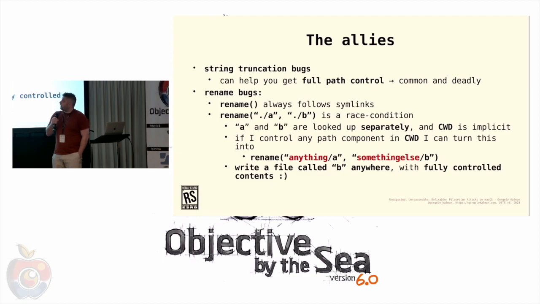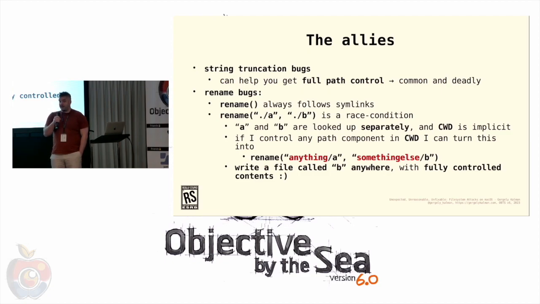Also, there are rename bugs. So rename, by design, always follows symlinks. There's no way to prevent it. POSIX doesn't really give you any API that doesn't follow symlinks, so good luck. And renaming A to B in the same directory is actually a race condition, because they're looked up separately, and the current working directory is implicit.